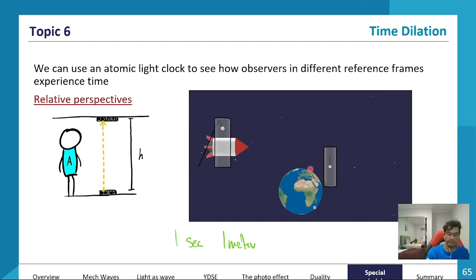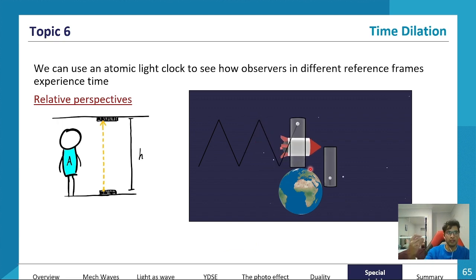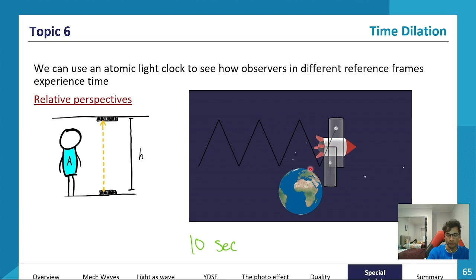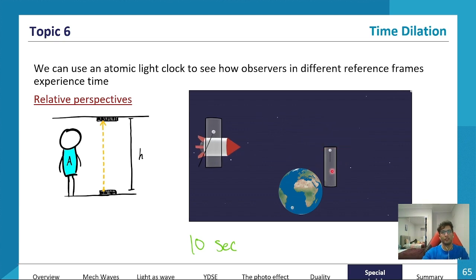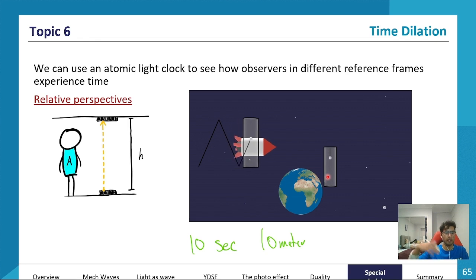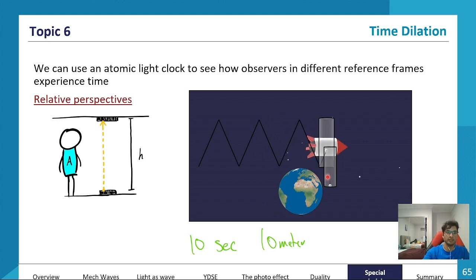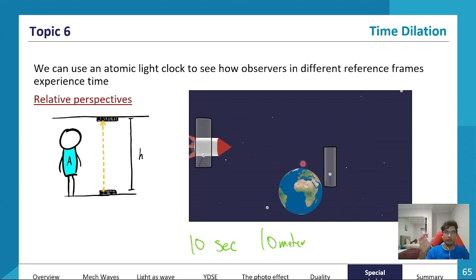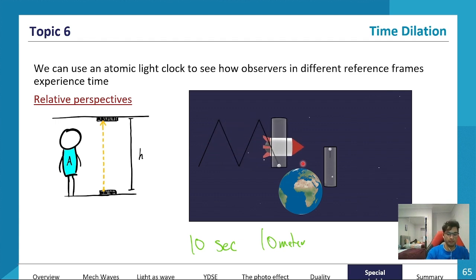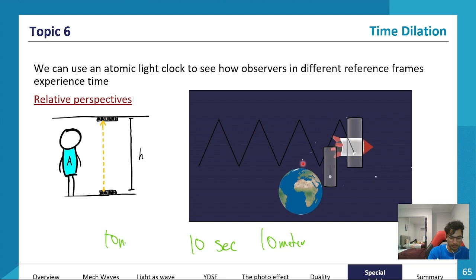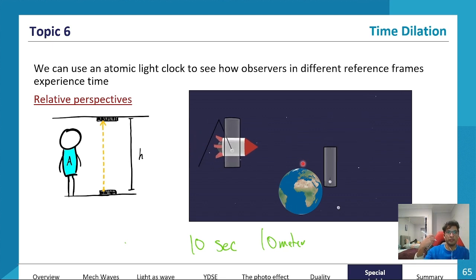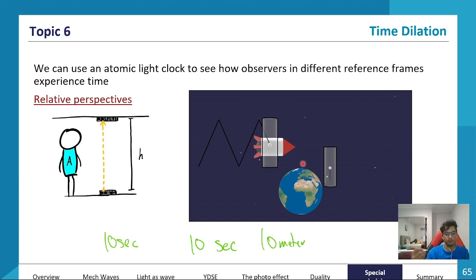So let's say in 10 seconds, the electron will travel 10 meters according to us on Earth, up, down, up, down, right? But when you're looking at the rocket, since the rocket is traveling, you're going to see the electron travel a longer distance. So in 10 seconds, the electron has traveled, let's just say, 15 meters.